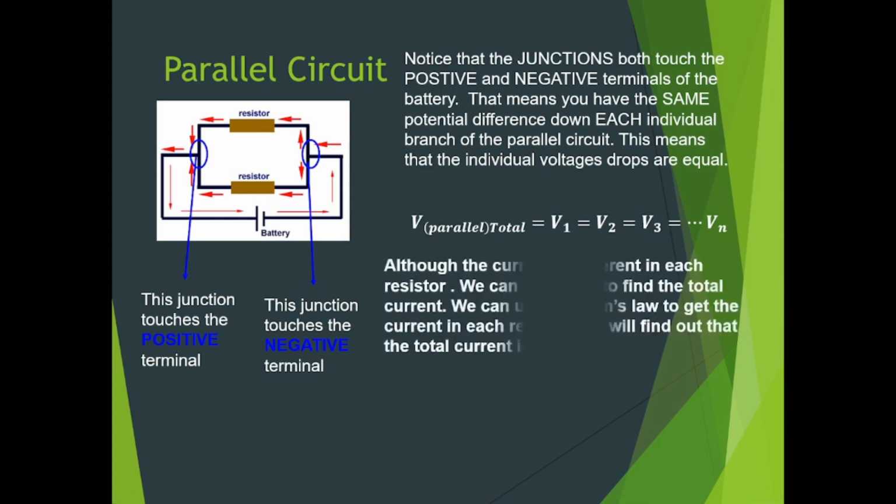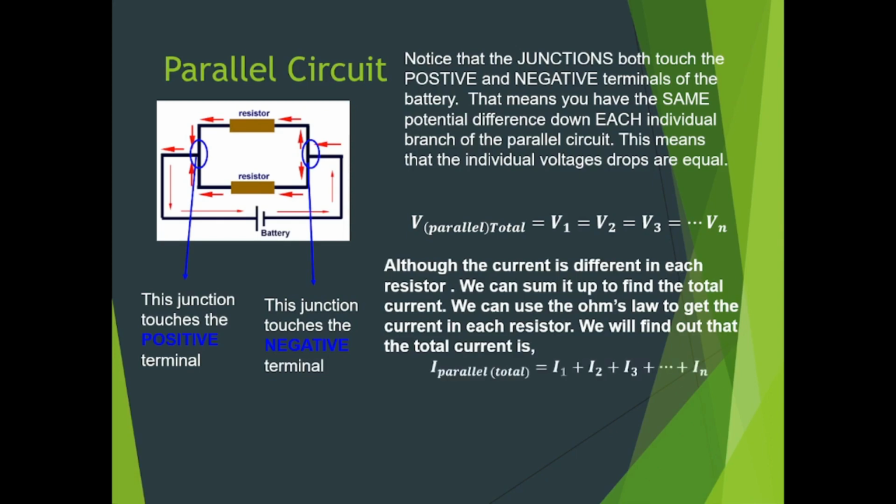We also notice that the current is different across each resistor. We can sum it up to find the total current. We can use the Ohm's law to get the current in each resistor. We will find out that the total current is equal to I sub 1 plus I sub 2 plus I sub 3, and so on and so forth.